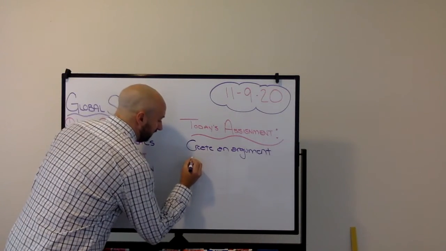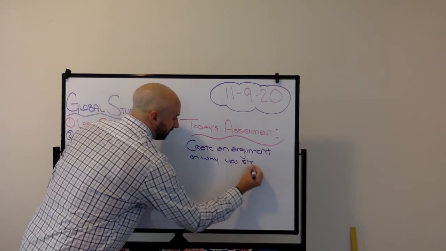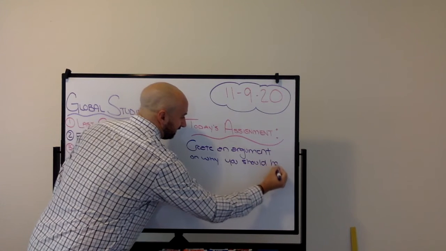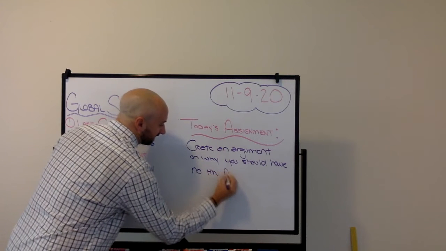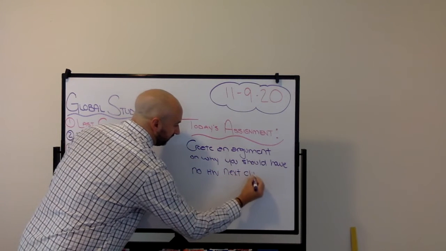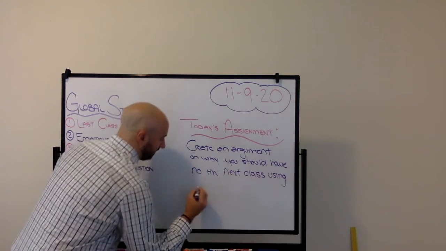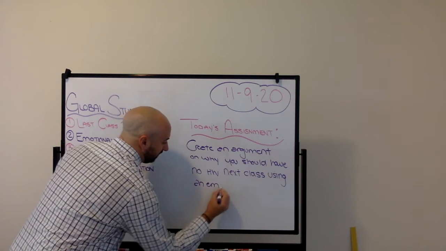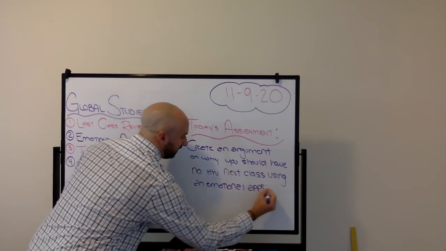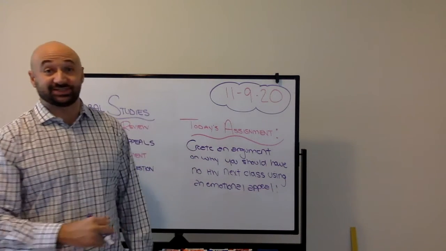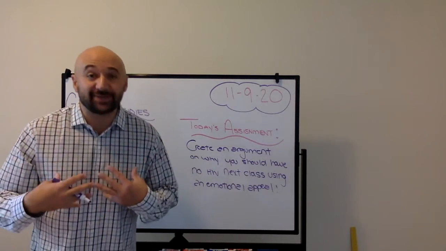Create an argument on why you should have no homework next class. But obviously, in this argument, I want you to be using an emotional appeal. I want you to appeal to my emotions today, all right? Remember, I'm your audience. You want to appeal to my emotions.